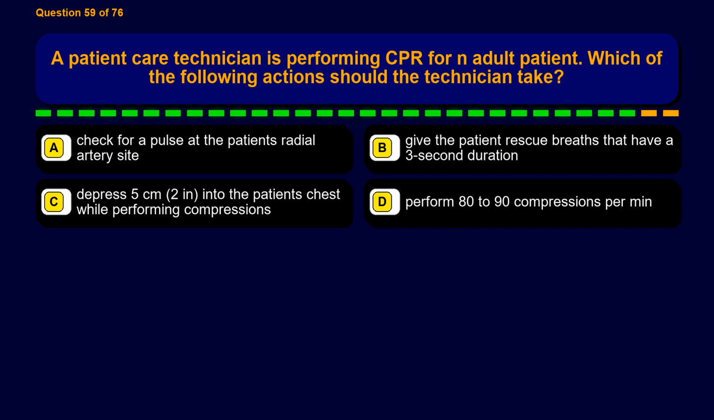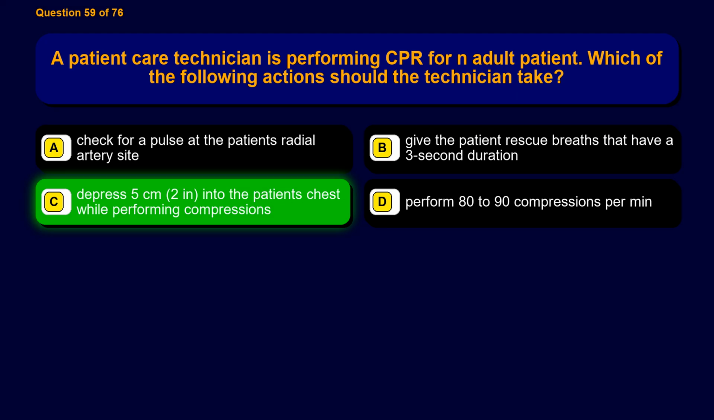Question 59. A patient care technician is performing CPR for an adult patient. Which of the following actions should the technician take? Option A, check for a pulse at the patient's radial artery site. Option B, give the patient rescue breaths that have a 3-second duration. Option C, depress 5 cm, 2 in, into the patient's chest while performing compressions. Option D, perform 80 to 90 compressions per min.